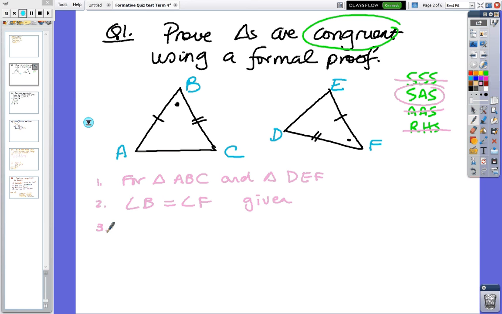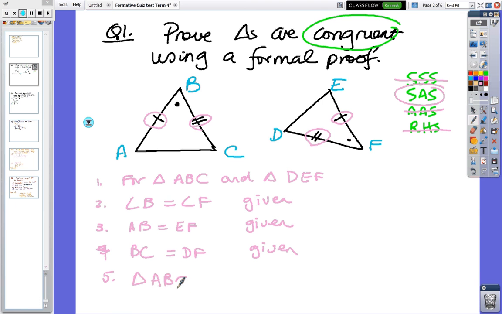Next one is this one stroke is the same as this one stroke. So AB equals EF, and why? Because it was given. Next, number 4, double stroke equals double stroke. So BC equals DF. Why? Because it was given. And here comes the last line. And step 5. Now this is where you've got to be careful.